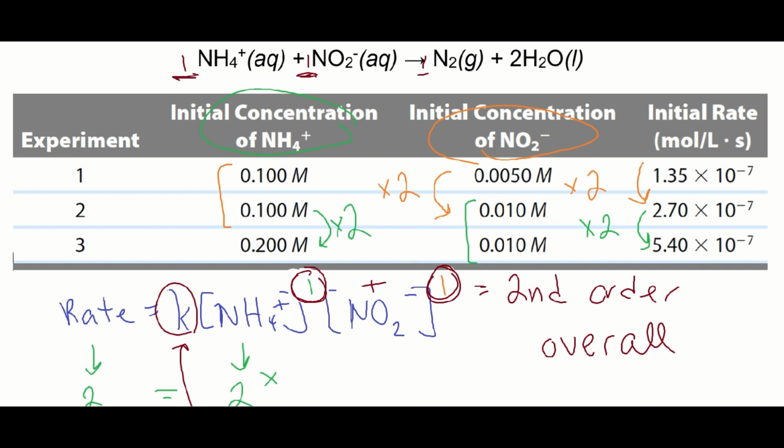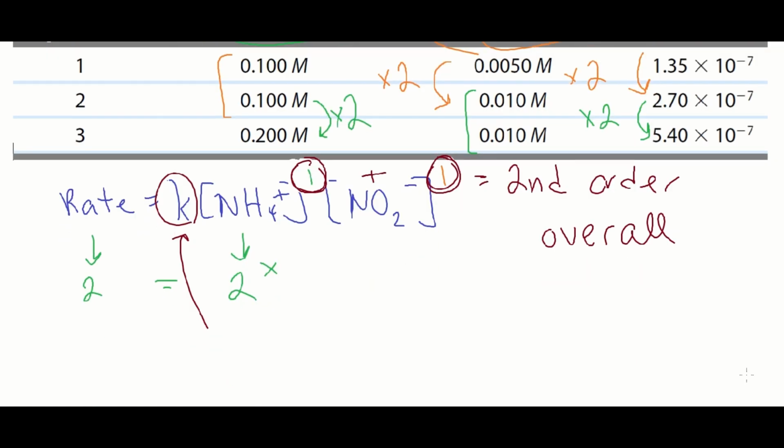1 and 1. But that's just a coincidence. You can't use the coefficients on a balanced equation to determine the orders of the rate law. There's one exception, which we may cover later. All right, now let's solve for the rate constant K.